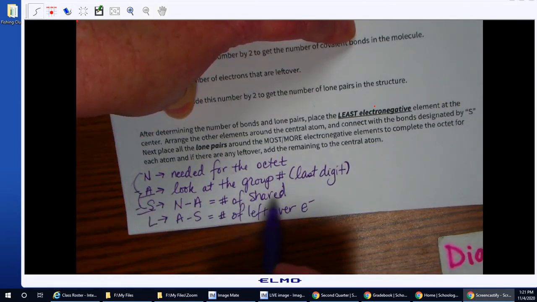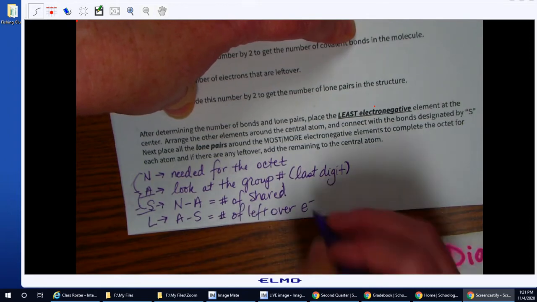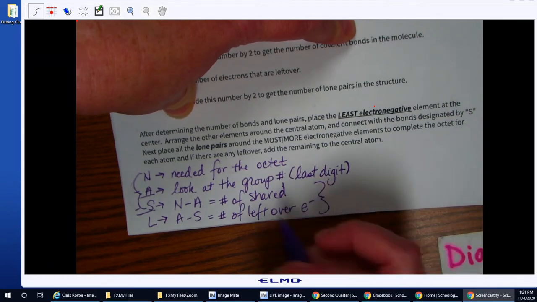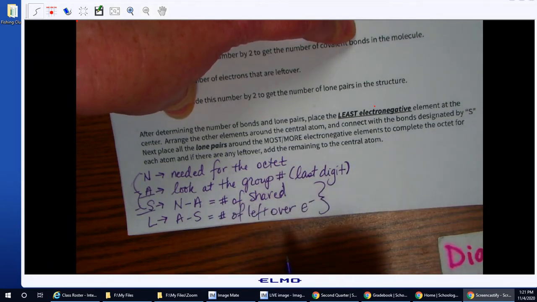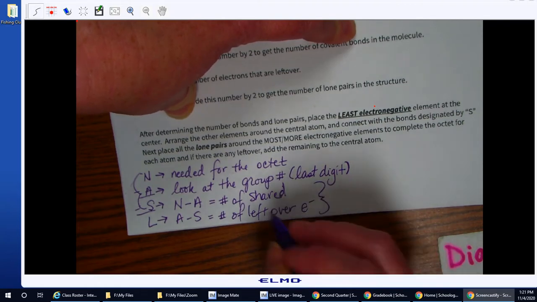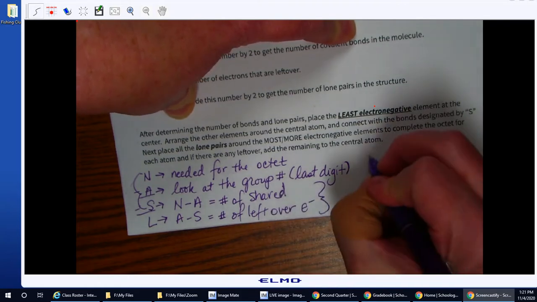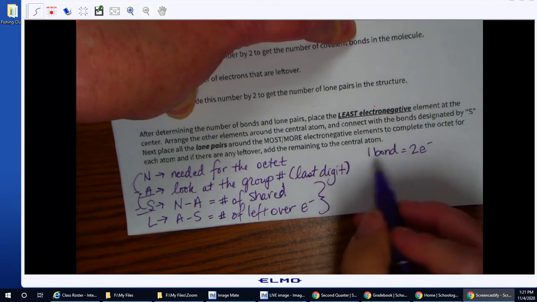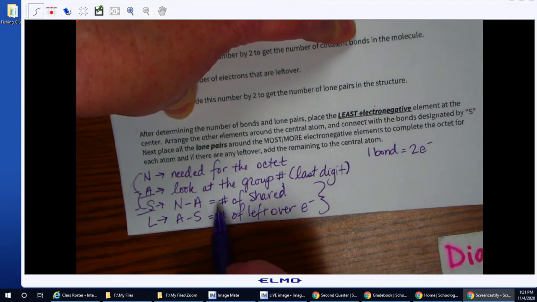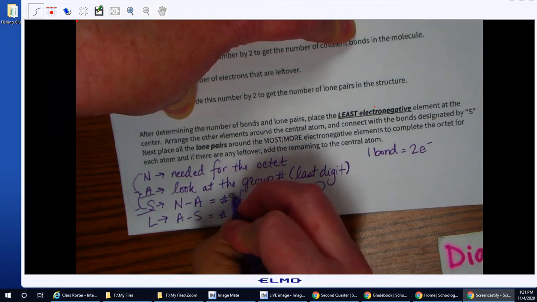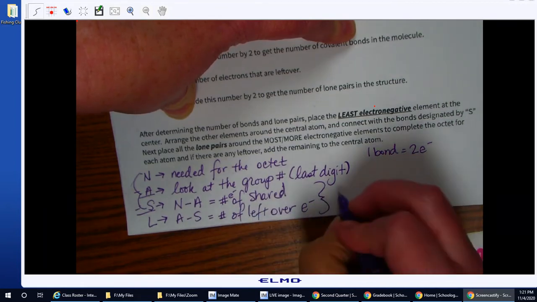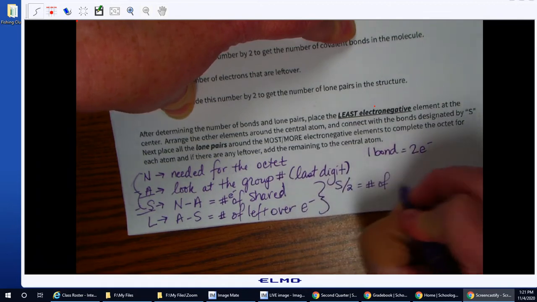Now, what's important about these two? So the number of shared and the number of leftovers. These are going to be in the Lewis structure. And so it's important to understand when they're sharing the electrons, they do that through a bond. And so a bond is 2 electrons. So 1 bond equals 2 electrons. So if 1 bond equals 2 electrons, and I have number of electrons shared, I should probably put an E there, number of electrons that are shared, then in actuality it's S divided by 2 equals the number of bonds.